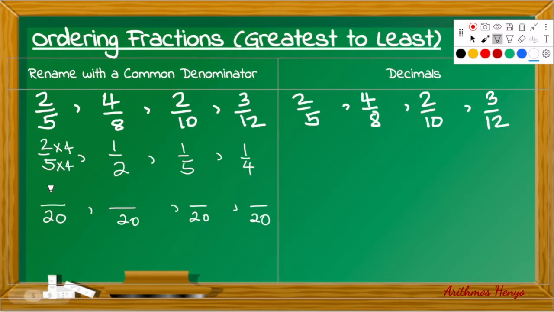So this 2 times 4 is 8. 20 divided by 2 is 10. Multiply 1 by 10 as well. So this is 10. 20 divided by 5 is equal to 4. So 1 times 4 is 4. And 20 divided by 4 is 5. So 1 times 5 is 5. Then, let us arrange it from greatest to least.